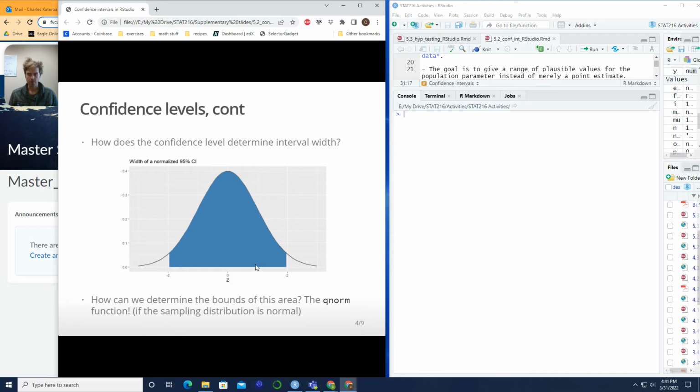That's great. Well, how can we use this idea to actually find the bounds? What we recognize is that the width is some number of standard deviations above and below the mean. How can we use this idea to actually determine the bounds of this area? Well, we have an area, and we want a z-score. So we have a probability and we want a z-score. That's exactly what the qnorm function in RStudio does. So we can use the qnorm function to determine the critical value from our confidence level.